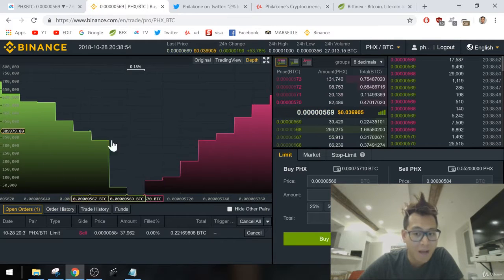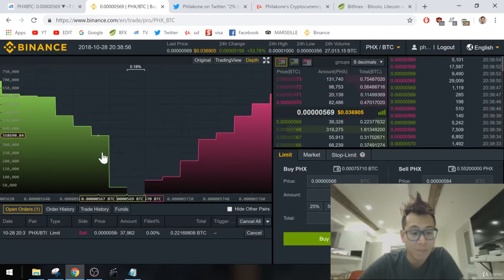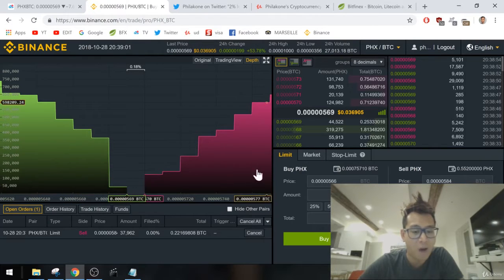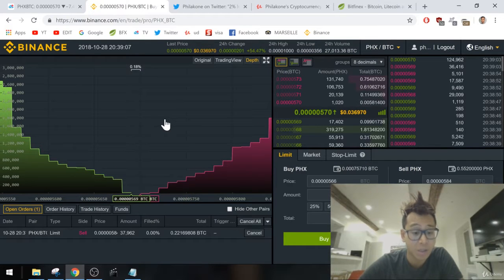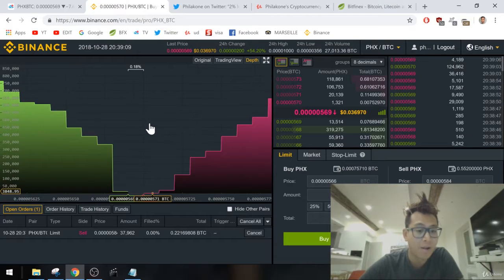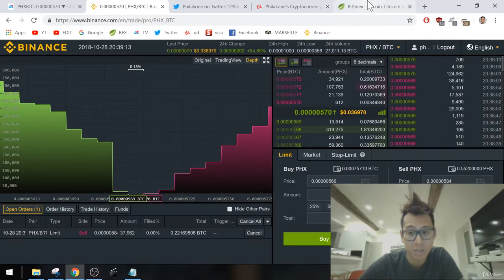So if we have a bigger amount of green orders on this side, it will generally devour the side over here, right? So we can zoom in and out just to get an idea and a visual representation of how many people are buying and selling. And this is also a visual representation for the buy walls and the sell walls.